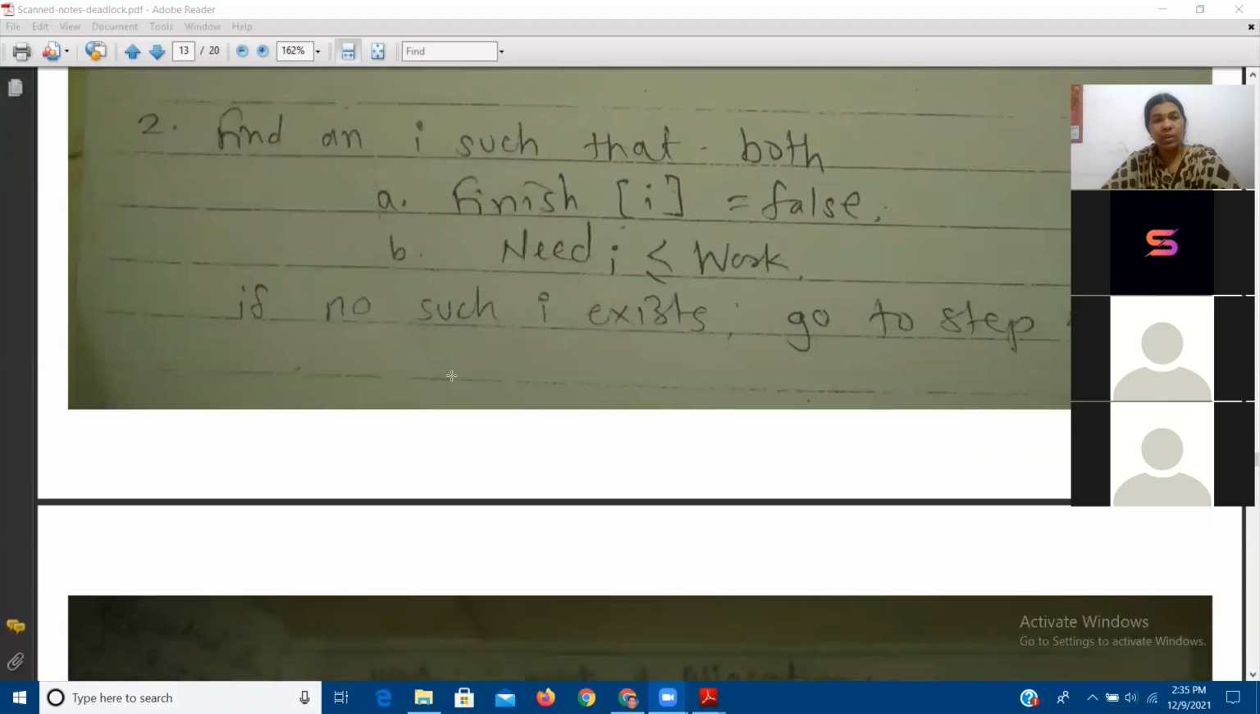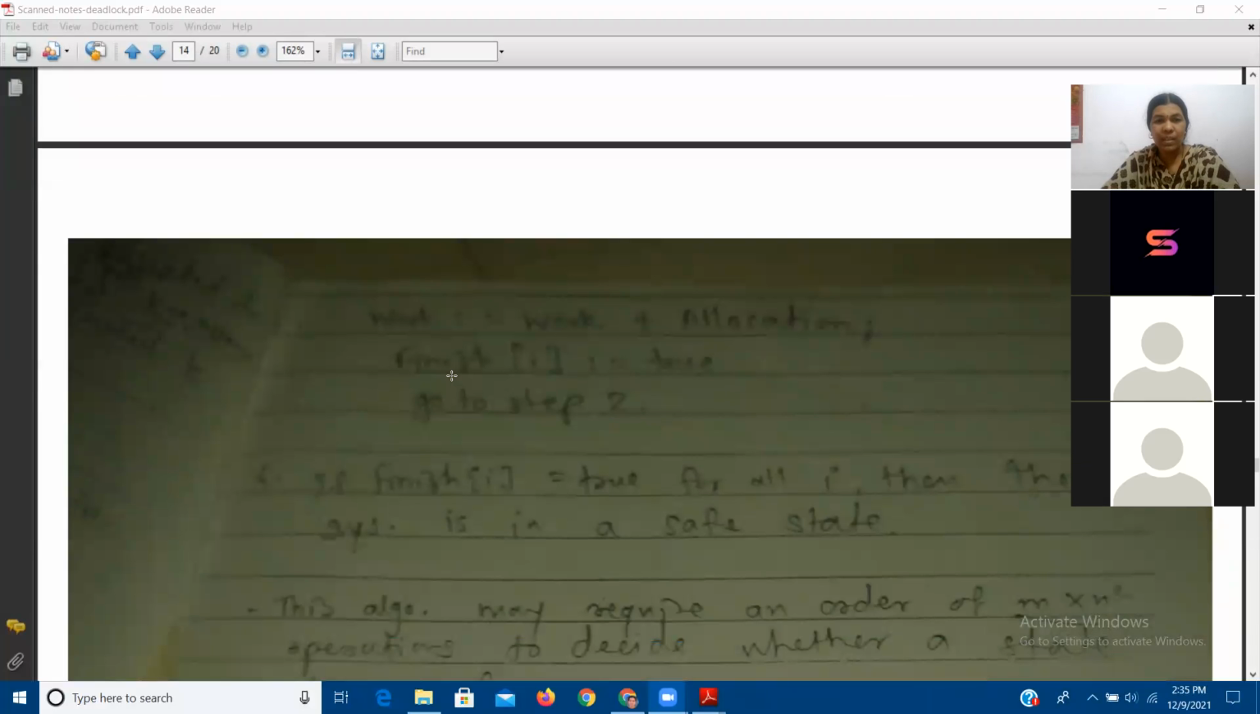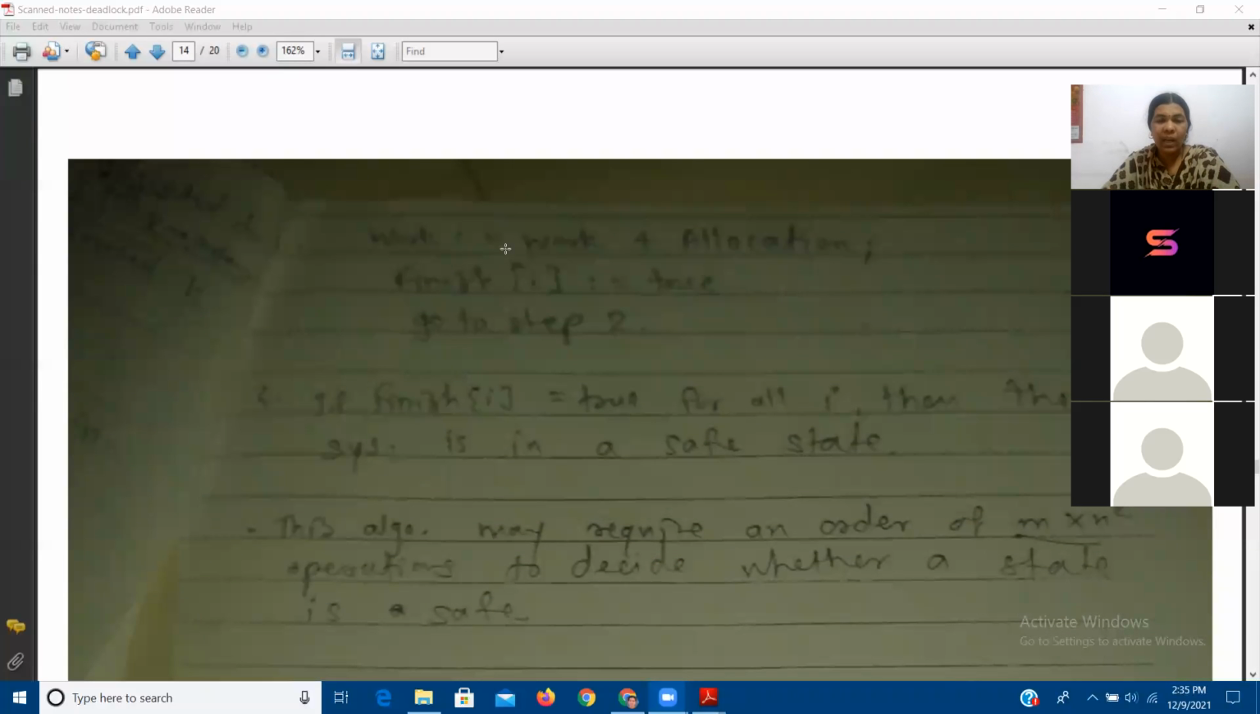Otherwise you can go to the third step, and the third step is nothing but work is equal to work plus allocation. Third step is equal to work plus allocation.